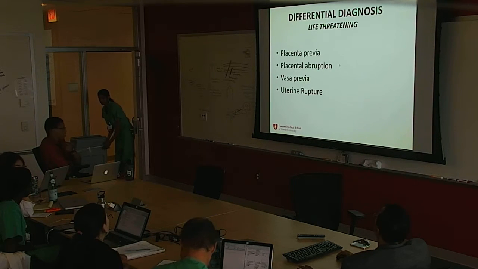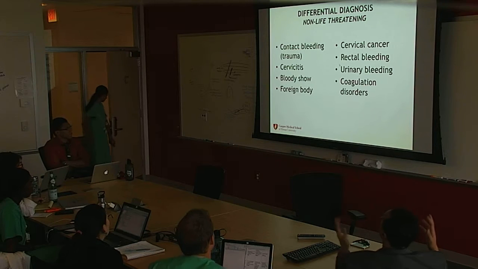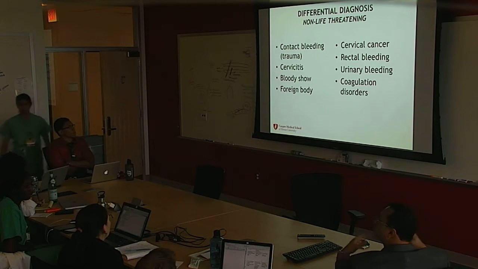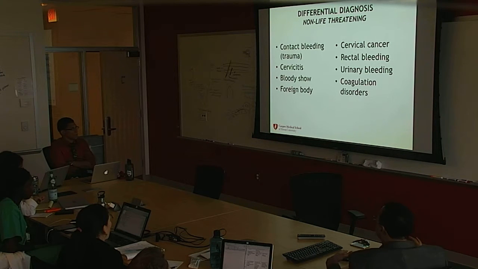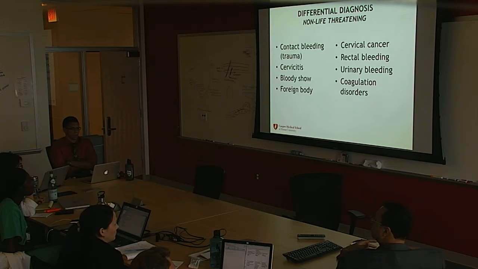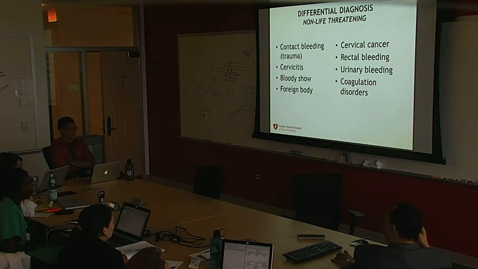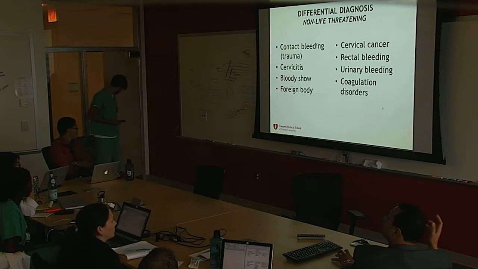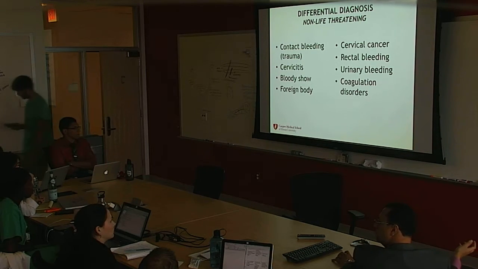Then there are causes that are not life-threatening, like contact bleeding, trauma causing bleeding, cervicitis, the bloody show at the end of the pregnancy, foreign body causing bleeding, cervical cancer, rectal or urinary bleeding, and if she has coagulation disorders that cause her to bleed. Okay?